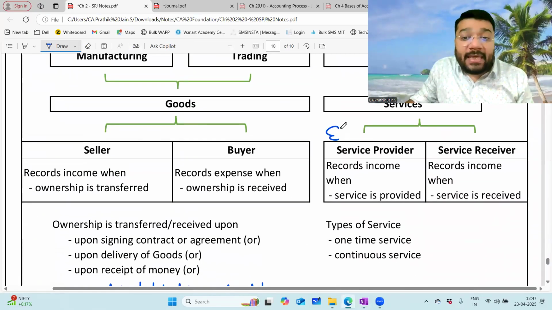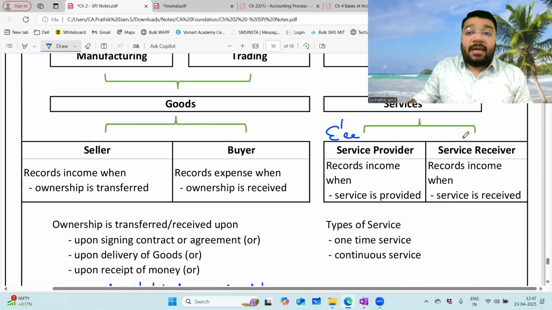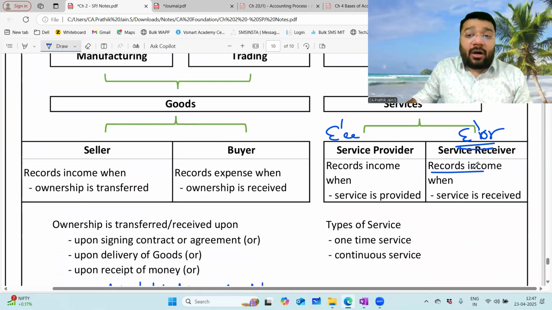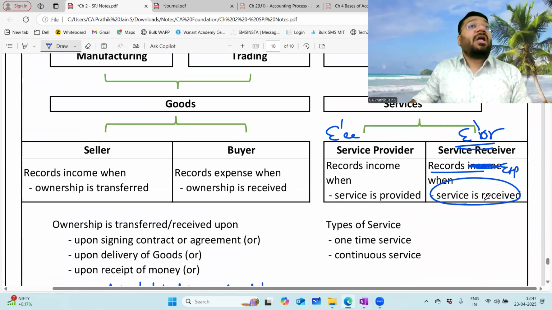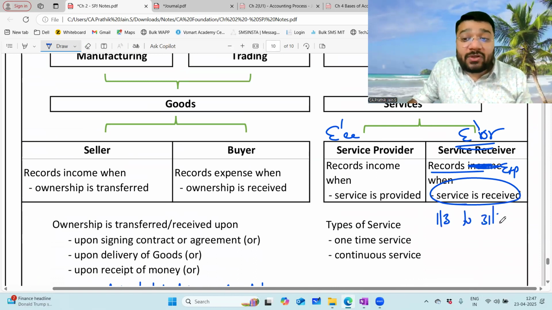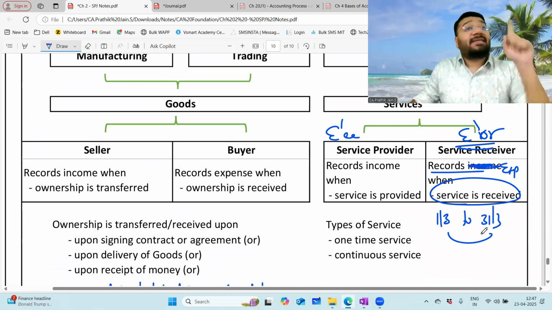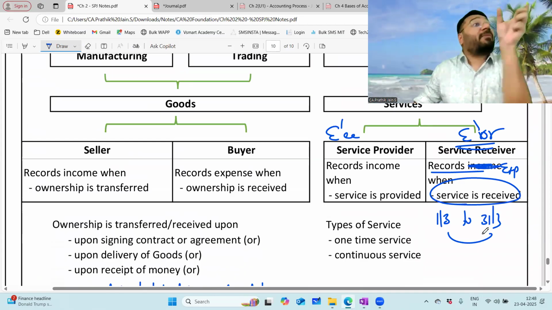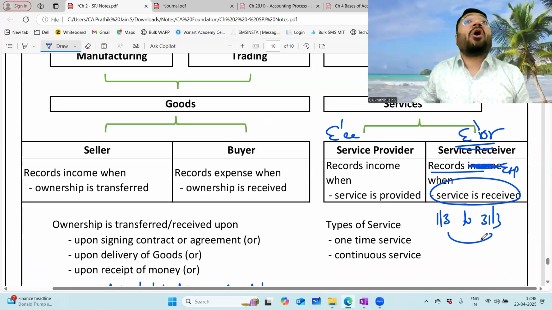Employee is a service provider. Employer is a service receiver. So record your expense, not income, when the service is received. The employee has worked in your company from 1st of March to 31st of March. So in these 31 days, have you not received the service? Yes. So the service is received completely from the employee. That is the point when you should record your expense.